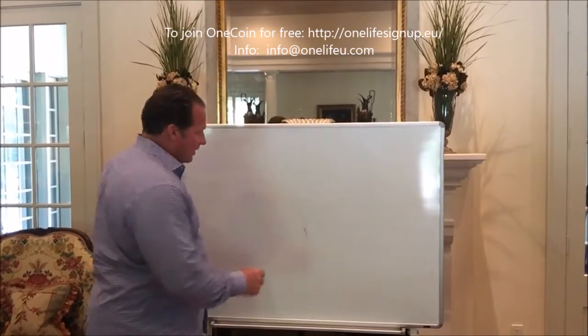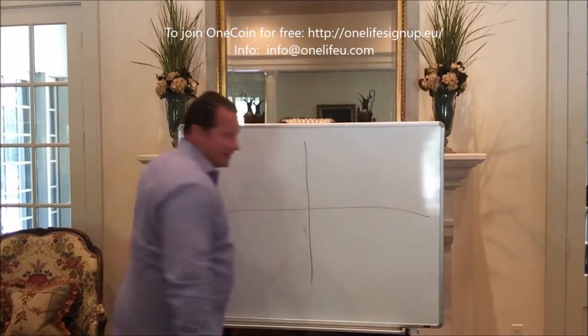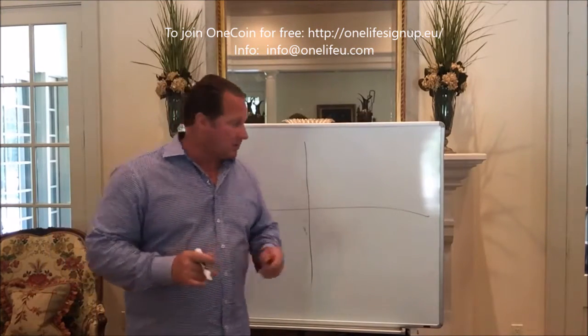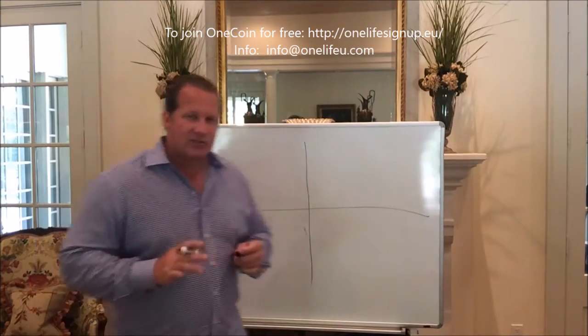Okay, so what I want you to do on paper is draw just a plus sign like that and break your piece of paper into 4 quadrants, because we're going to break it up this way. Okay, now to get a digital currency to work, you got to have 4 major components.